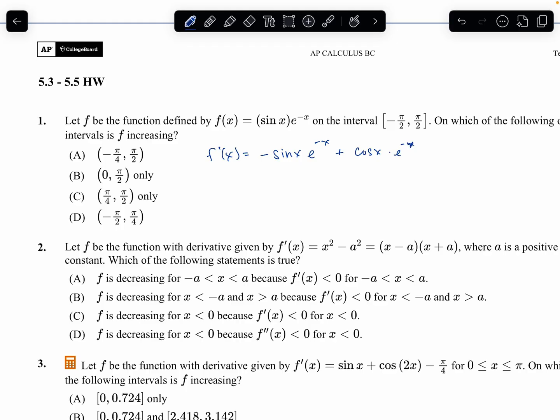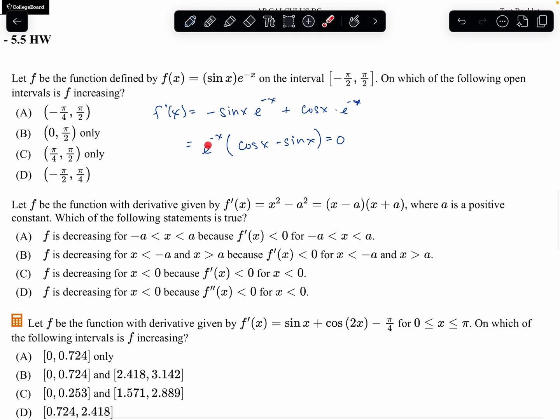Now, a lot of times if you have a product rule and it involves using e to the x, you're going to see that that is always something that can be factored out. And so this will be e to the negative x, and I do recommend factoring it out if you're going to set it equal to 0. And then I'm just going to rearrange this as cosine of x minus sine of x, just because it looks a little bit better that way. And we're going to set that equal to 0. Now, e to the negative x never equals 0. Keep that in mind. E to the x, e to the negative x, e to the negative x squared never equals 0. And so it just depends on when this is equal to 0.